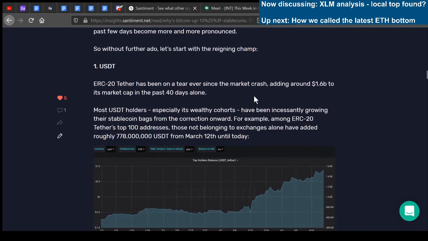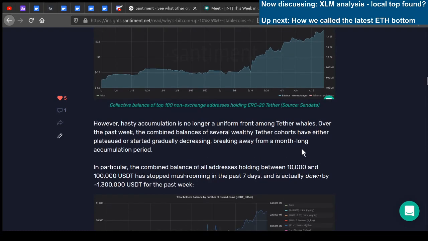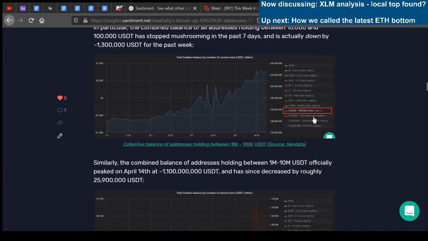So let's just go over a few examples here. So this was the USDT's updated chart of its biggest non-exchange holders. And as you can see here, you don't really see too much of a behavioral shift. They are actually still accumulating at quite a rapid clip. I think there's been around 800 million Tether added to these biggest addresses since Black Thursday here. However, we have seen a few small early signs that even Tether whales are starting to change their minds.